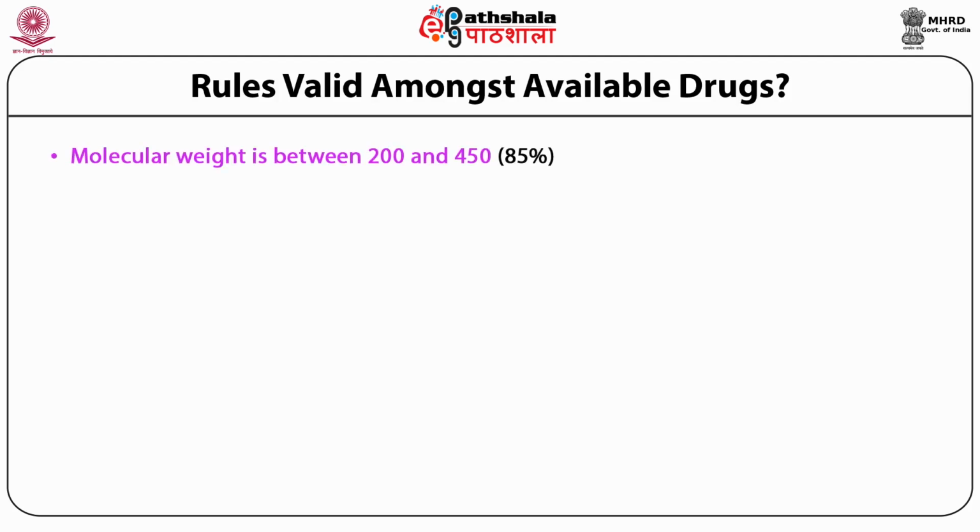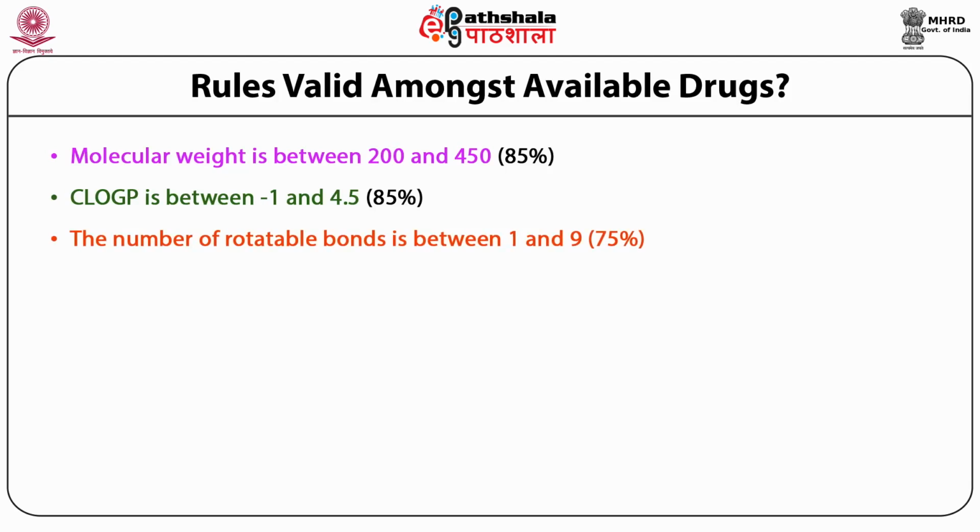The molecular weight of already well-known drugs designed by chemists is always between 200 and 450. Almost 85% of the drugs follow this. Another 85% of the drugs have C log P values between -1 and 4.5. Similar results were seen for the number of rotatable bonds: at least 75% of the drugs contained up to 9 rotatable bonds, and a maximum of 5 rings, not at least, maximum, were contained in 90% of structures. So rings, rotatable bonds, a certain range of C log P values, and molecular weight were found to exist amongst all these drugs.